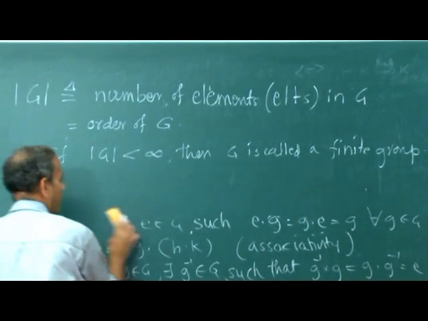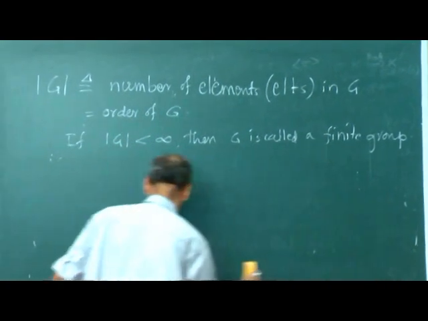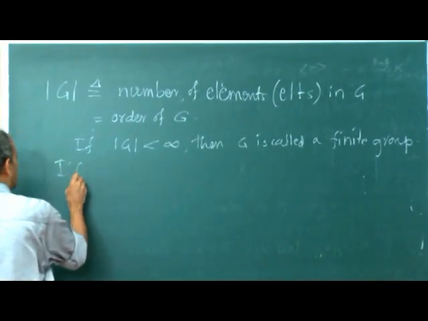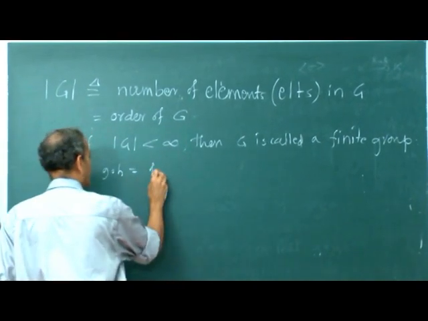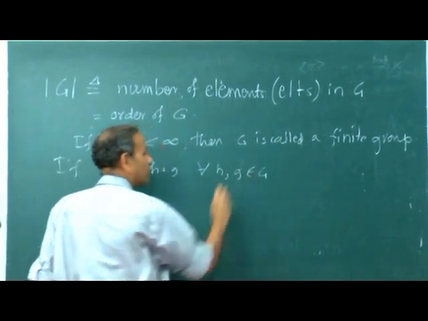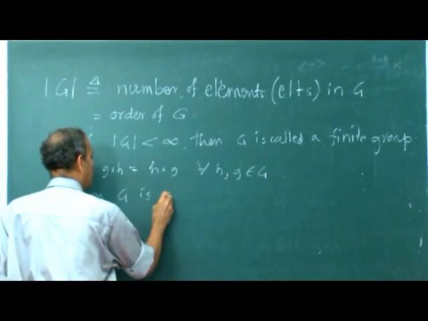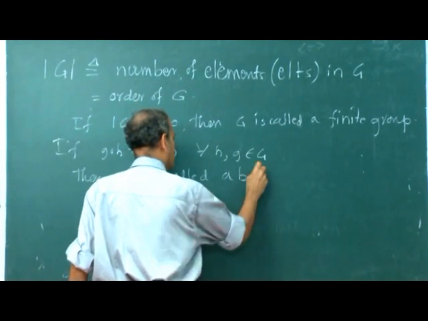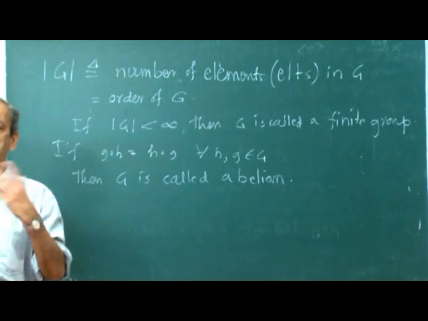Suppose it may happen that for all h, g in G, g operated on h is equal to h operated on g. Then G is called abelian. Otherwise, it is called non-abelian.